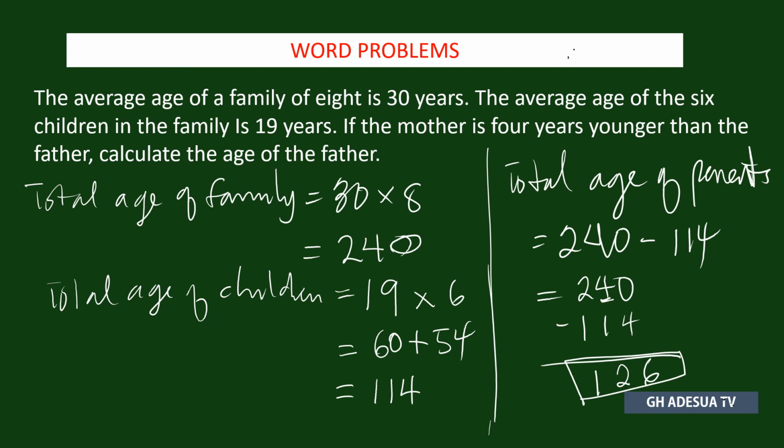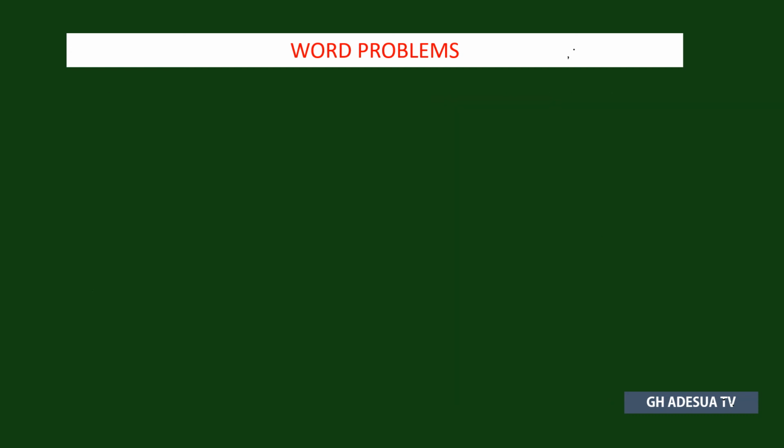However, we have been told that the mother is 4 years younger than the father. So although the total age is 126, their individual ages vary by a difference of 4. So let's move on. Now, from the question, we know that the mother is younger by 4 years or the father is older by 4 years.